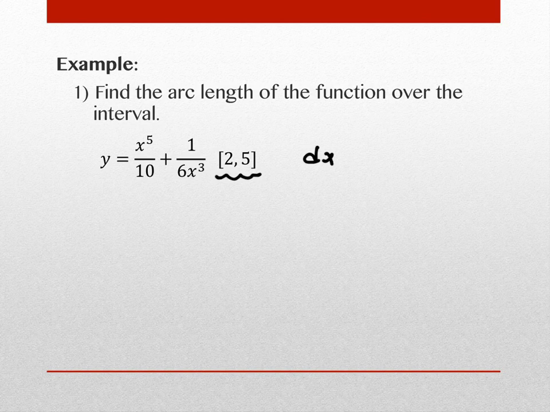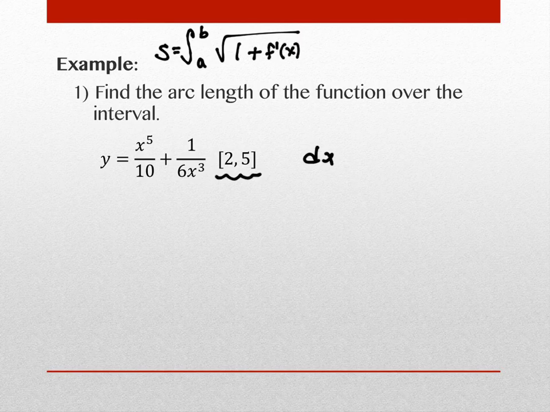Now, you might notice, and I will write it here on the screen as well, that this formula in terms of x, from a to b of the square root of 1 plus f prime of x squared dx, actually has a derivative in it. So we are given a function, and the first thing we need to do is find its derivative. So we're going to find f prime of x, or in our case, it's going to be y prime of x. So what is the derivative of x to the 5th over 10?